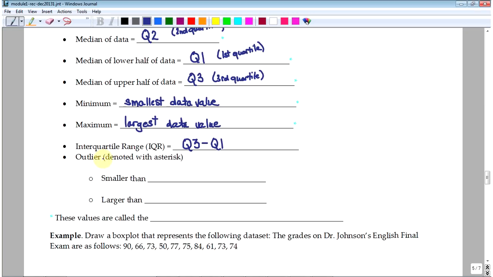An outlier would be denoted with an asterisk when constructing a box plot. And the way that you can determine if something is an outlier is if it's a value that's smaller than your first quartile minus 1.5 times that difference, the interquartile range, or your outlier is going to be bigger than your third quartile by a factor of 1.5 times your interquartile range.